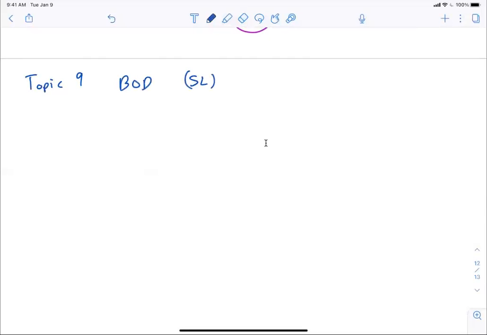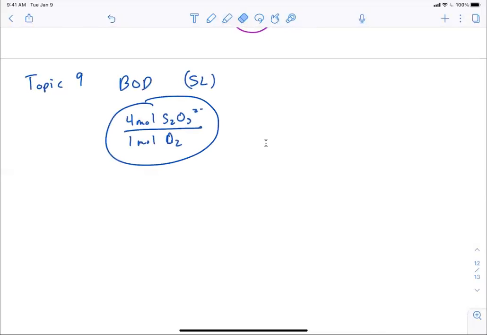So the main idea here is you need to know that 4 moles of S2O3 2- is the equivalent of 1 mole of O2. That's your mole to mole conversion that you will need to know to solve for BOD. Now I've seen some exams, they'll give you the reaction and have you figure it out. But if you already know it, then that will save you a bunch of time too, because it's always 4 to 1.